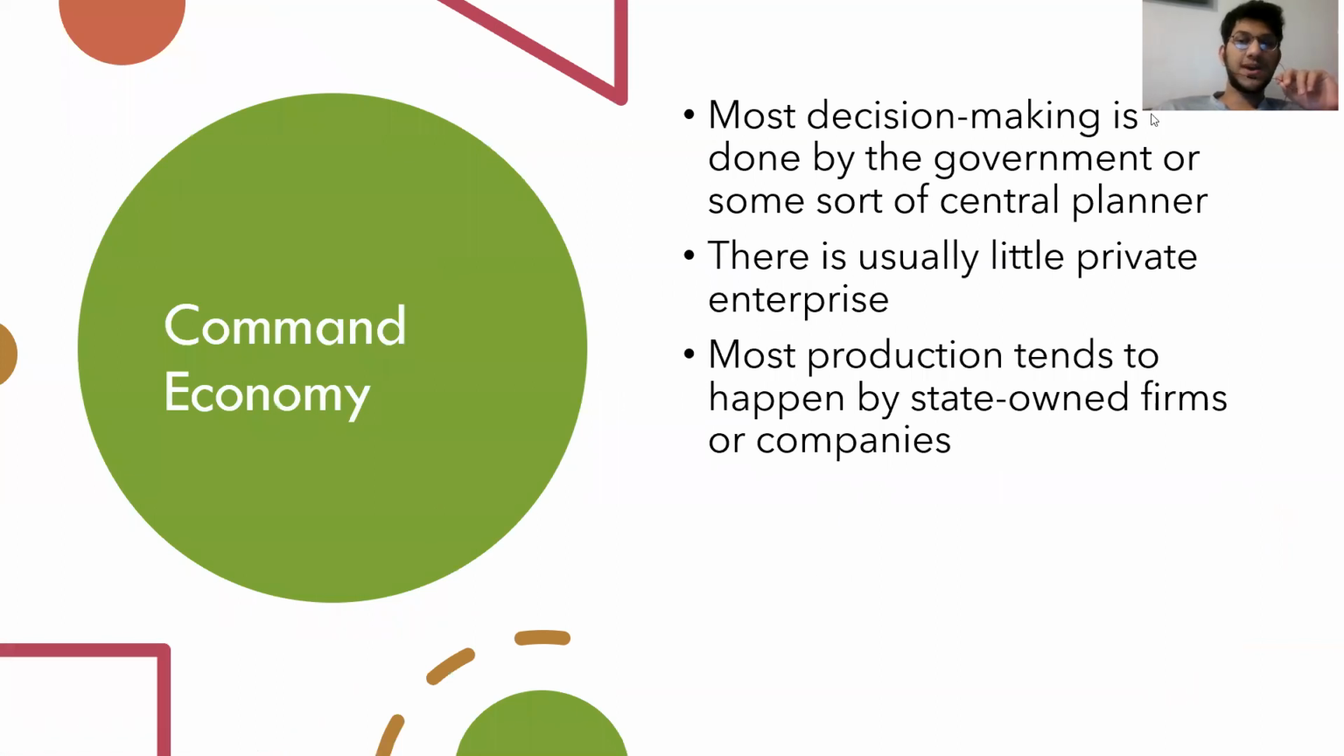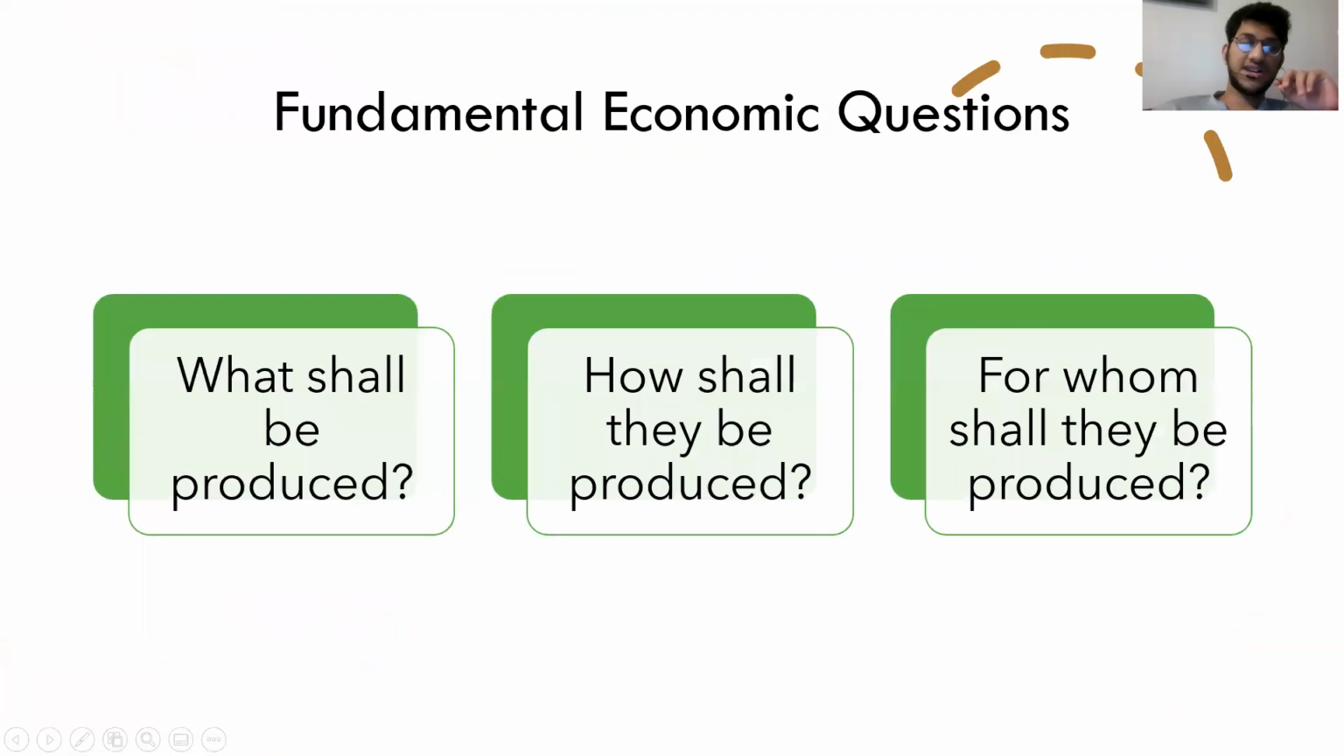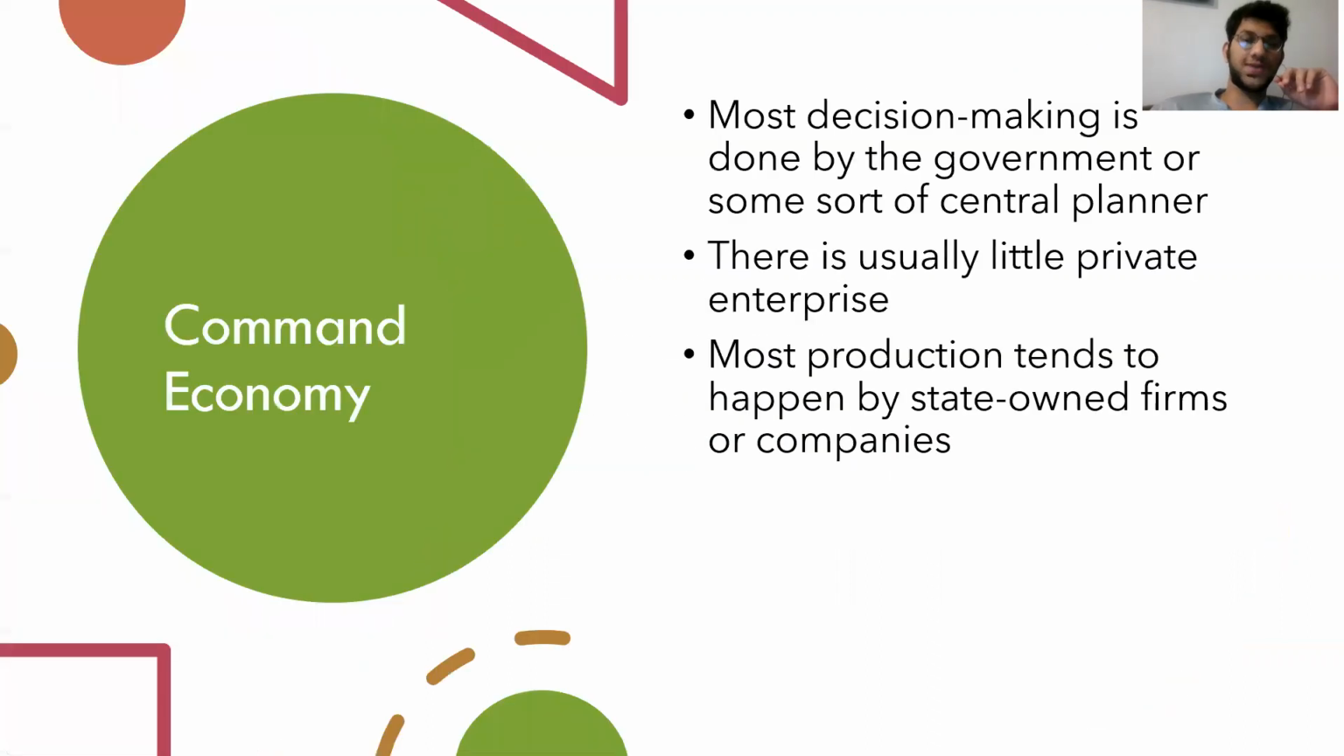A command economy is one in which most of the decisions in an attempt to answer these questions are made by the government or some sort of central planner. The government decides what shall be produced, how these things shall be produced, and for whom they shall be produced. There is a high degree of government intervention, and most production tends to happen by state-owned firms or companies, which basically means that almost all businesses are owned by the government.